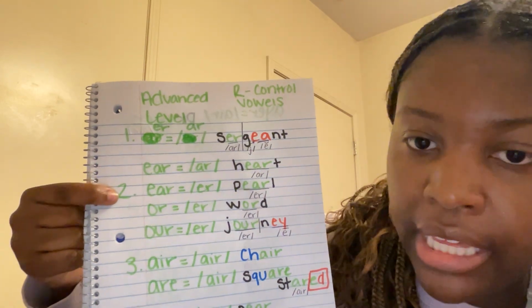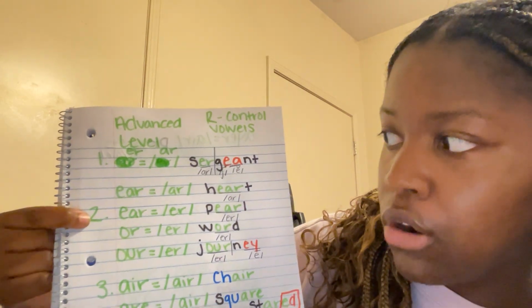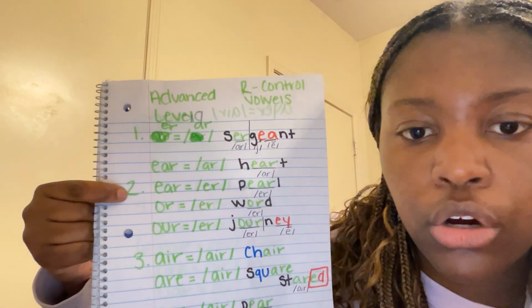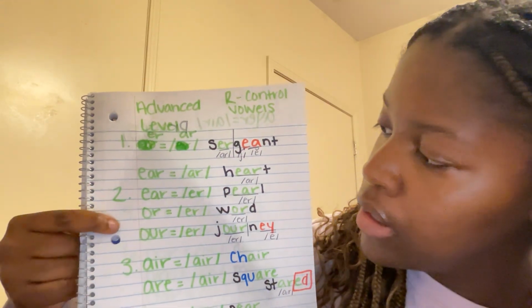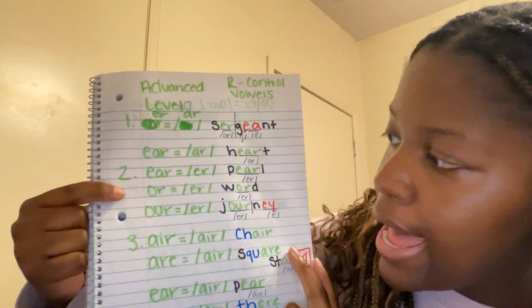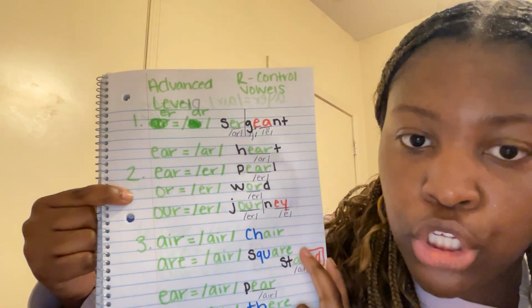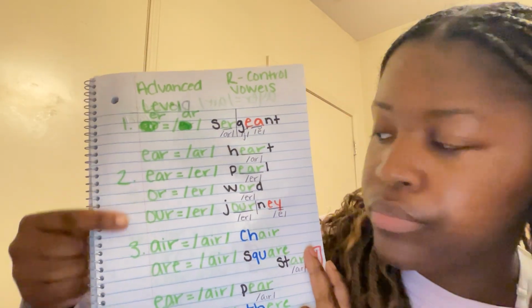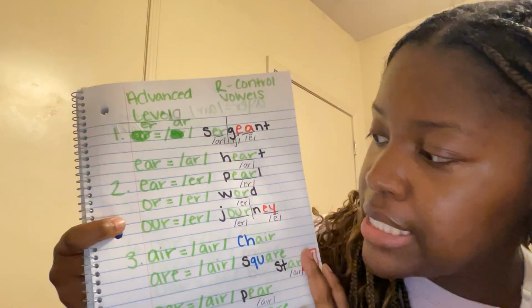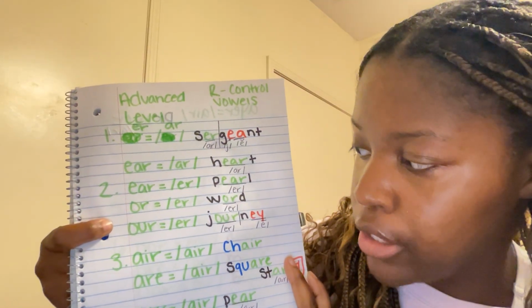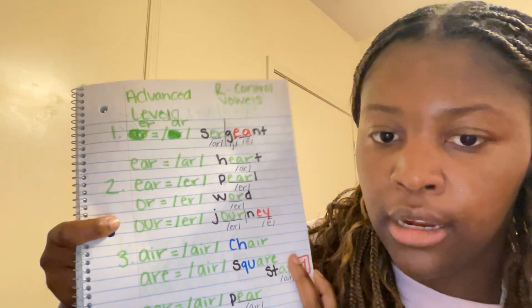Next, I have EAR that makes er, like in pearl. Next, the wind is blowing. Next, I have OR that makes er, like in word. Next, I have OUR that makes er, like in journey.